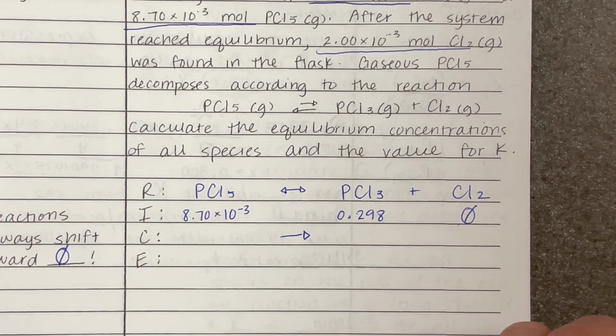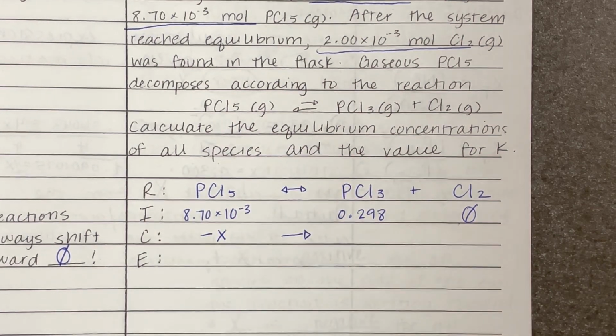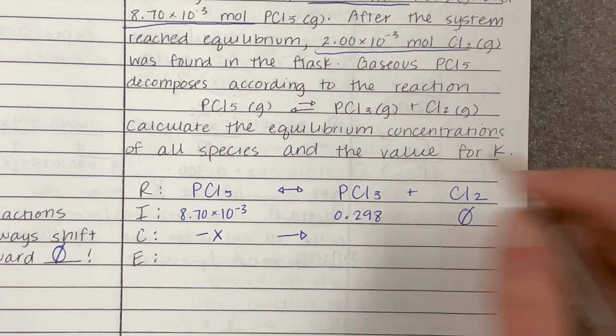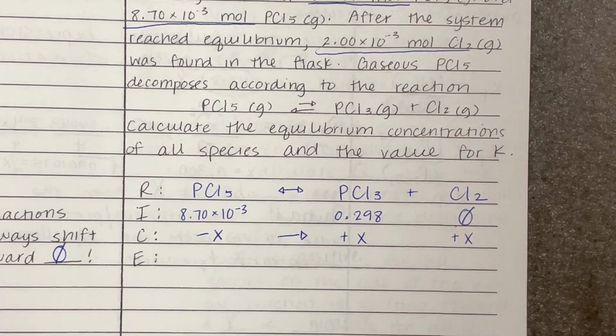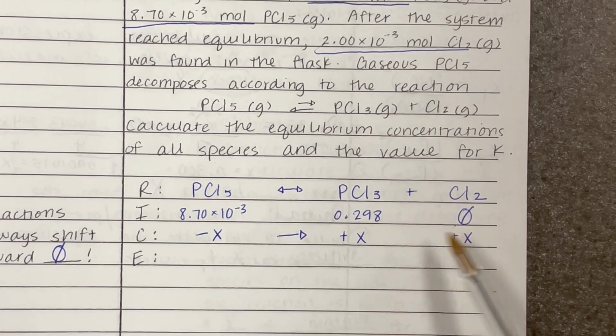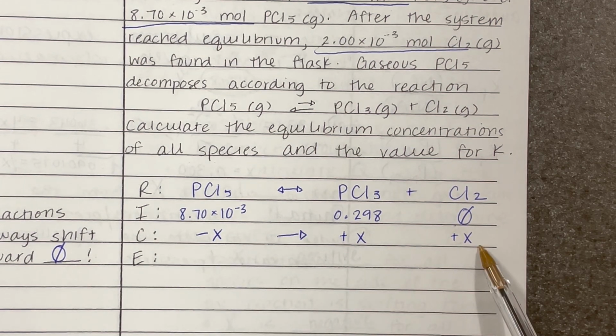Again, let me think about the change. If it's going to shift towards the products, then reactant is going to be consumed. We're going to lose reactant, and we are going to gain product. And since everything has a coefficient of 1, I'm just going to lose 1x here, and I'm going to gain 1x here and 1x here. So every time this decomposes, I get 1 PCl3 and I get 1 chlorine.